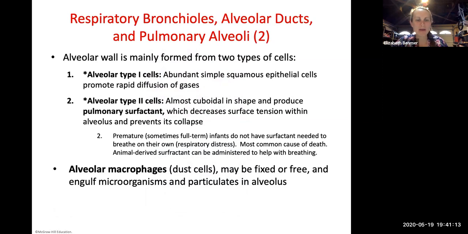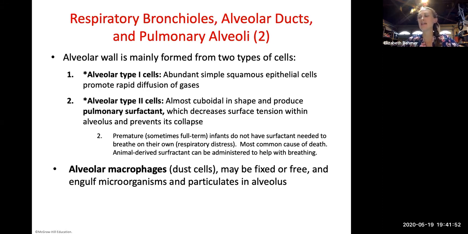Okay, a little bit more about this. The alveolar wall is mainly formed by two types of cells. I don't ask you guys to know this too much, but from a healthcare stance, you should maybe know, especially if you ever work with premature infants or in a NICU. The type 2 alveolar cells are cuboidal in shape, and they produce what we call pulmonary surfactant. And this surfactant produced by these type 2 cells decreases surface tension within the alveoli itself and prevents its collapse.